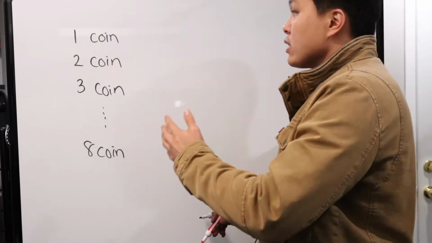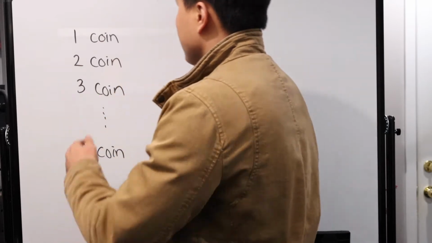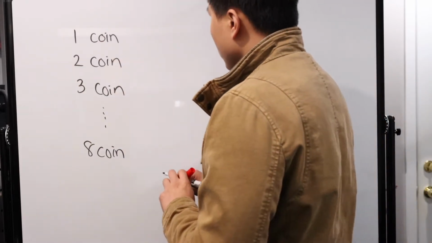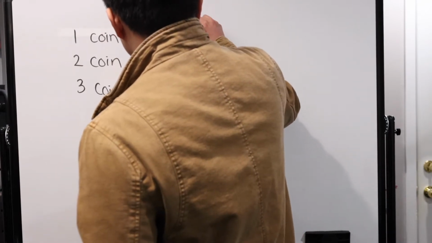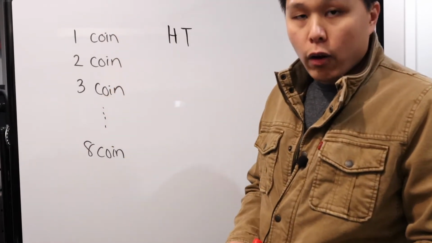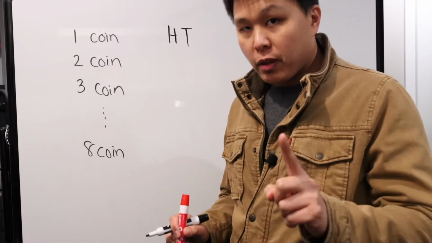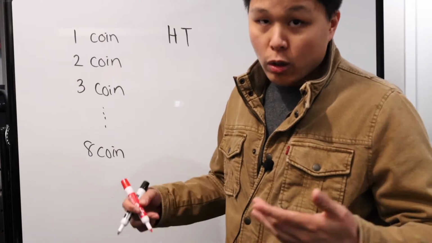Now, here's a classic example of an independent situation. Here we have one coin. When you flip a coin, there are only two possibilities. There could either be heads or tails. Okay? Now, if you flip two coins, it doesn't matter what the outcome of the first coin is. The second coin could potentially be head or tail.